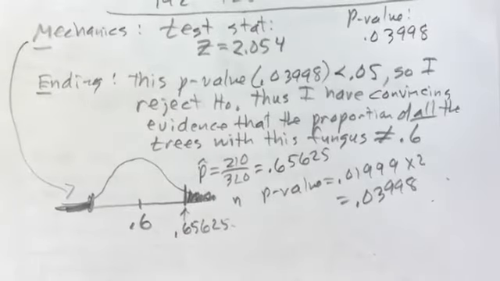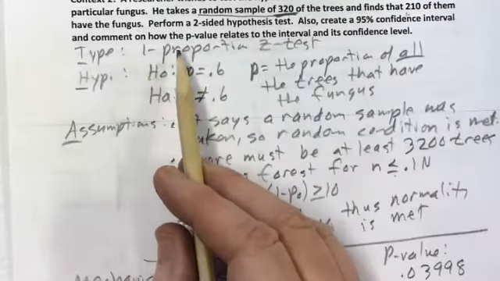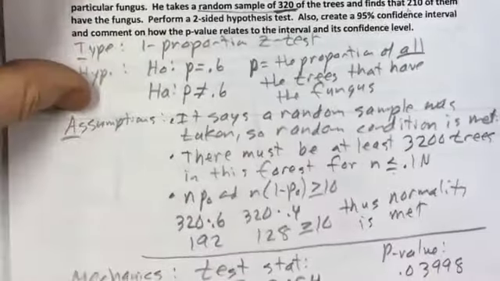Okay, so that's why they call it a two-sided test. And so there you go. The last thing, it says: create a 95% confidence interval and comment on how the p-value relates to the interval and its confidence level.